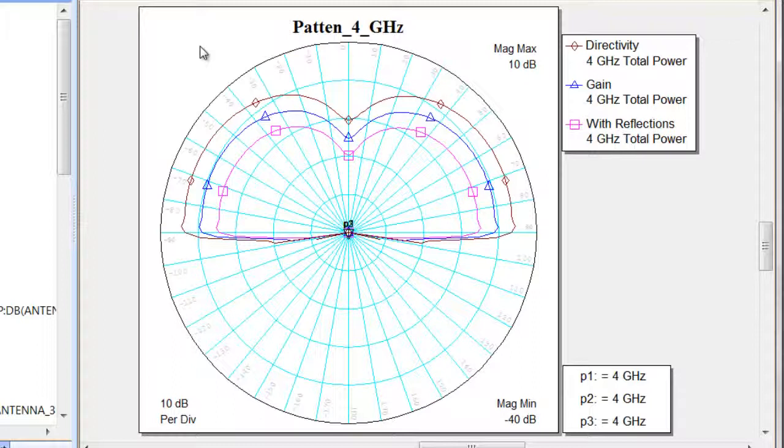And finally, we also have the capability of plotting with reflections due to the mismatch from the coax to the coil. The antenna is badly mismatched, and you of course see quite a difference. In summary, with Analyst, we now have the ability to look at 3D patterns of interest to the designer.